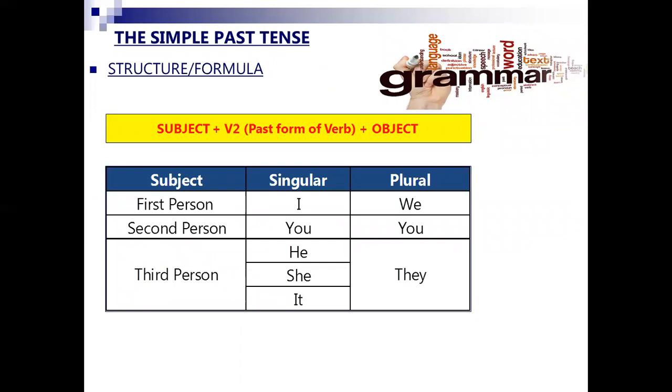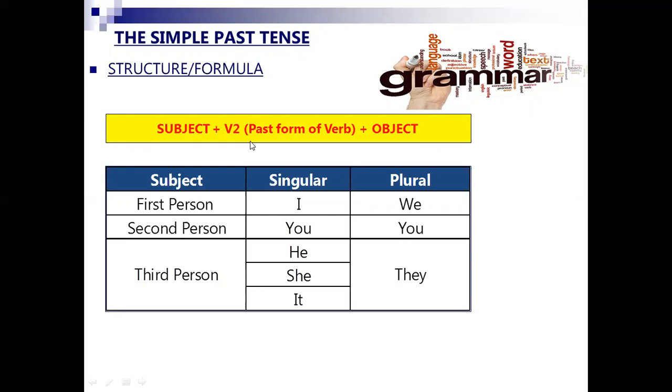Yes, here is the structure, the formula for simple past tense. What is the formula? Subject plus V2 plus object. Students, you know the SVO pattern. What is the SVO pattern? S for subject, V for verb, O for object. SVO is used in a sentence. Now, here it is past tense. That's why the changes come in the verb. The verb shows it is past tense.